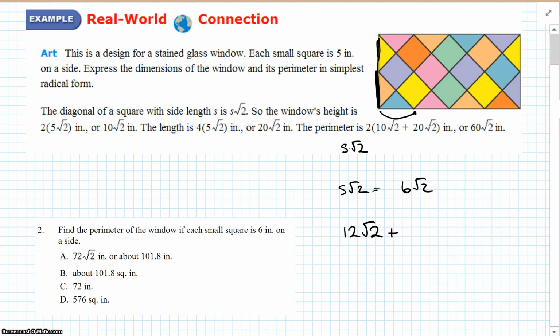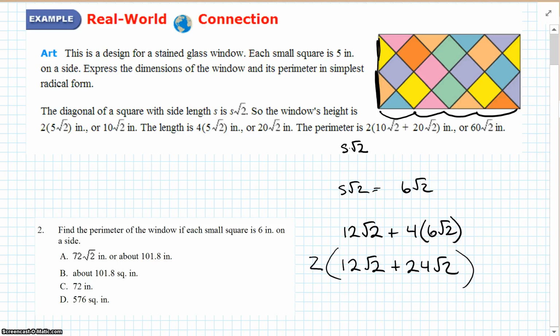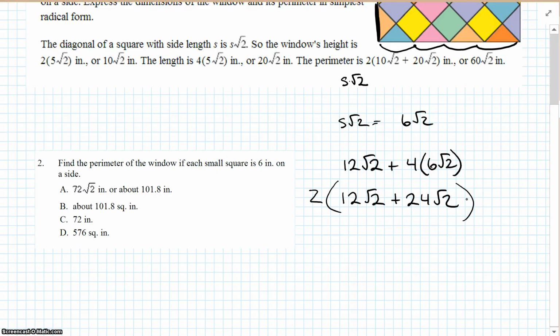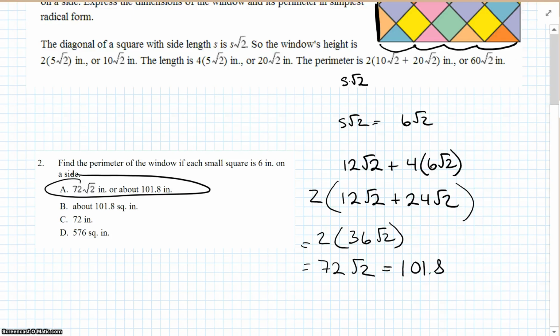The width is 1, 2, 3, 4 of those. So 4 times 6 square root of 2. So the height is 12 square root of 2. The width is 24 square root of 2. And the perimeter is twice that. Since I have square root of 2, the radicals are the same. It's going to be 2 times 36 square root of 2, which would be 72 square root of 2, which would be 101.8. So the answer is A.